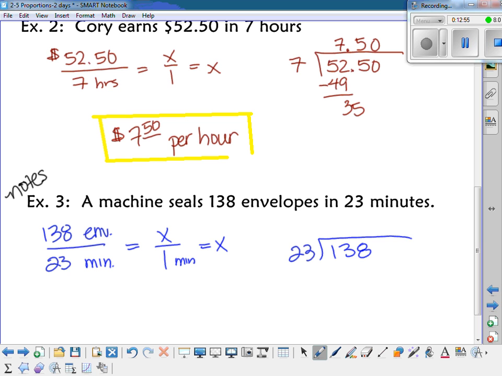And I believe that goes 6 times. Let's see here. 6 times 3 is 18. Carry the 1. 6 times 2 is 12. Plus 1 is 13, or 138. So we get the same thing. And so that means that the machine does 6 envelopes per minute.